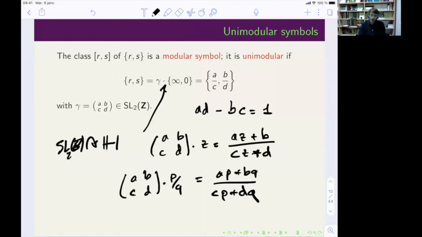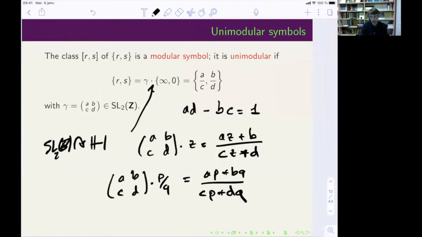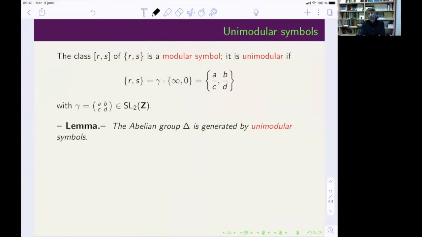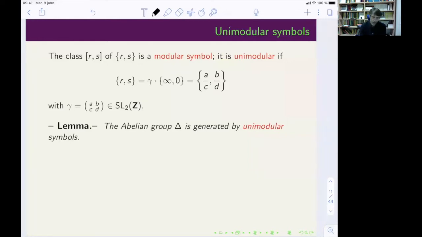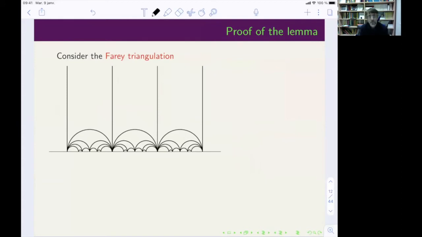So here, these are particular modular symbols, and the first lemma I want to state, which is a classical lemma, is that the abelian group delta, the abelian group of modular symbols, is generated by unimodular ones. So since it's nice to have a proof in a math talk, and this one is very elementary, I will prove this. And in fact, the proof can be understood only by looking at a picture. So here is the picture we want to look at, the so-called Farey triangulation. So in the Farey triangulation, we draw all the unimodular symbols. So all the points you are seeing here are rationals.